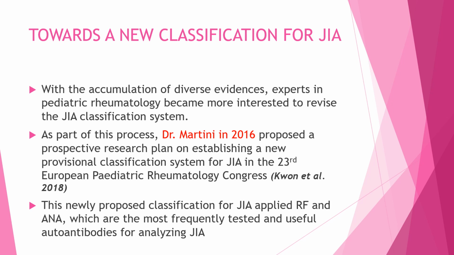So, with accumulation of these diverse evidences, experts in pediatric rheumatology became more interested to revise this old JIA classification system. As part of this process, Dr. Martini in 2016 proposed a prospective research plan on establishing a new provisional classification system for JIA, in the 23rd European Pediatric Rheumatology Congress in 2018. Until now, 2024, it is not yet agreed. This newly proposed classification applies rheumatoid factor and ANA, which are the most frequently tested and useful autoantibodies for analyzing JIA, as we will see next.